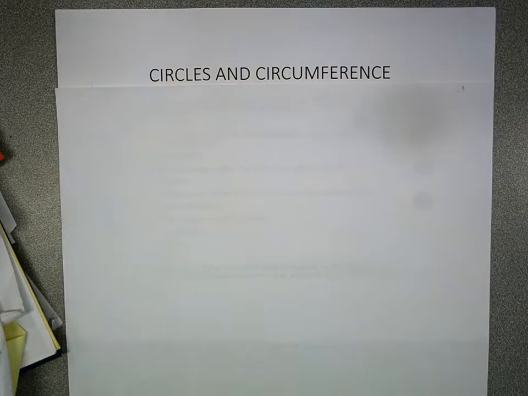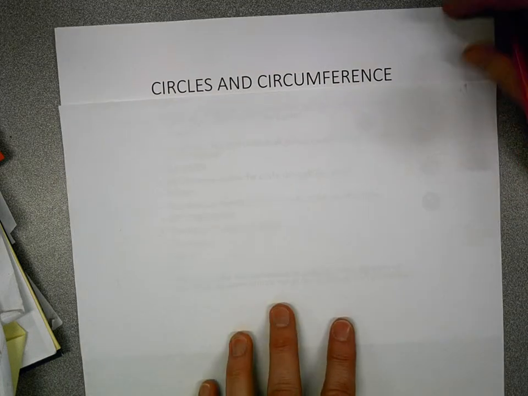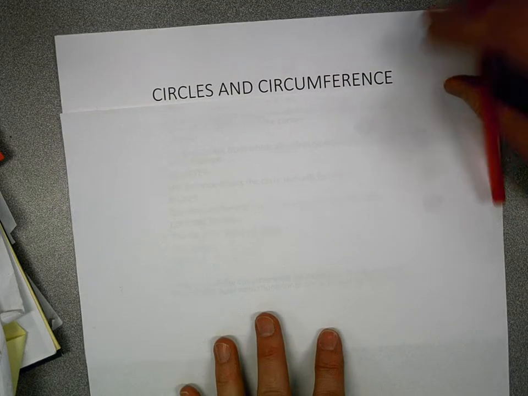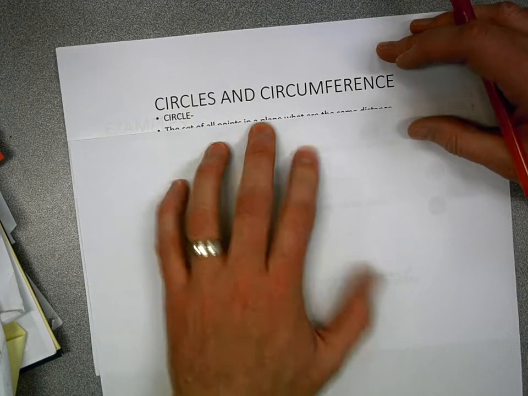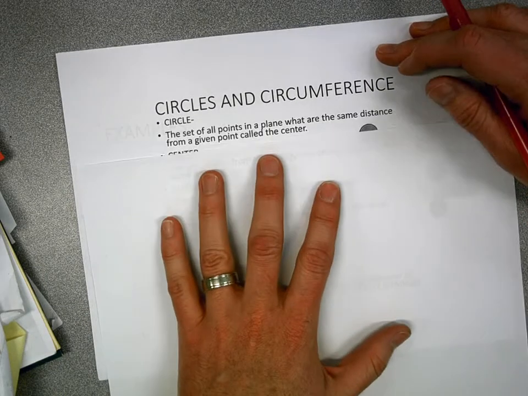Here we go. Today we're going to start this chapter on circles. And so today we're going to talk about circles, but specifically about the circumference of those circles. So here we go. The very first word is the word circle. Everyone. Circle. All right. So here's what the book says.